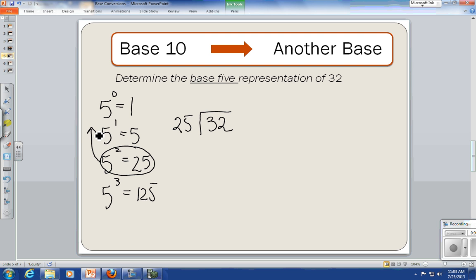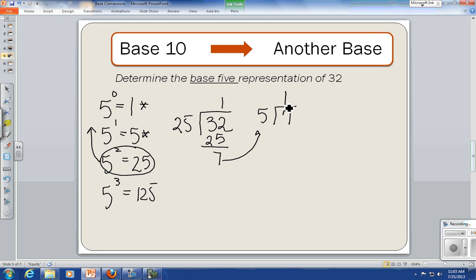Okay, so I'm going to start with 25 first, then divide again by 5, and then again by 1 until I get all the way down to the lowest power. So 25 goes into 32 one time and leaves me with the 7 remainder. I take that remainder and divide it by the next power of 5 down from 5 squared, which is 5 to the first. So I'm going to divide it by 5.